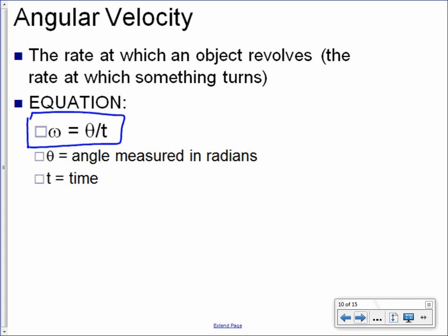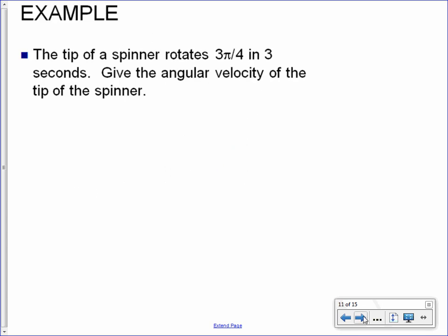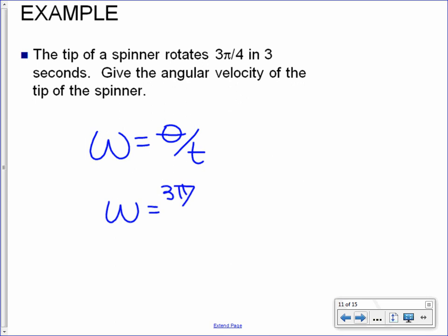So, if I said that the tip of the spinner rotates 3 pi over 4 in 3 seconds, what is the angular velocity of the tip of the spinner? Well, angular velocity is measured as theta over time. If it is rotating 3 pi over 4 radians in 3 seconds, what's 3 pi over 4 divided by 3?